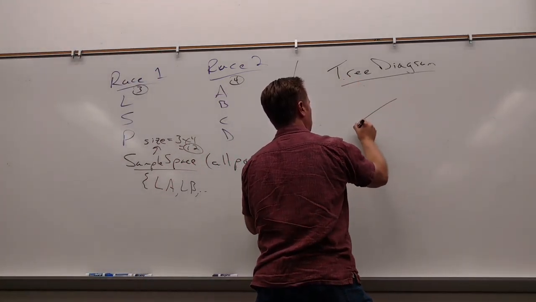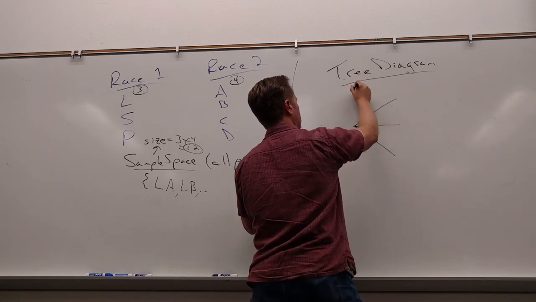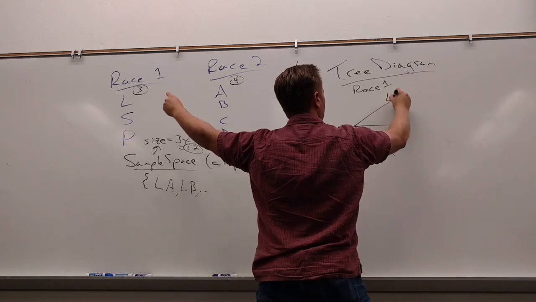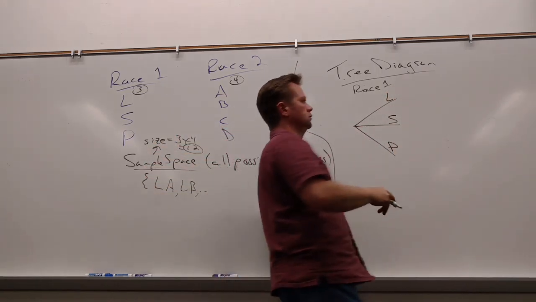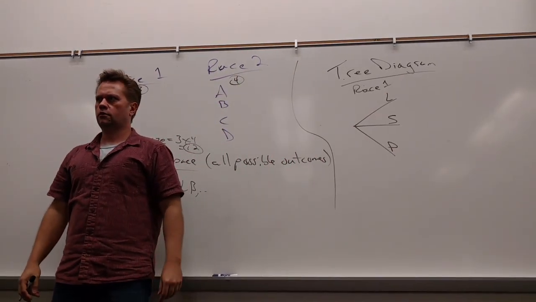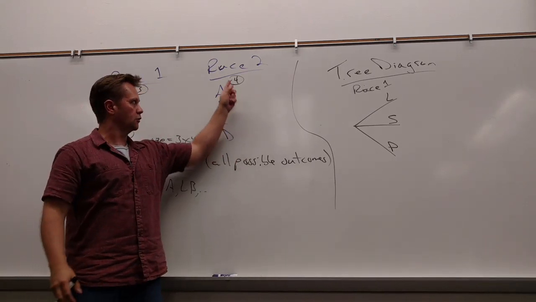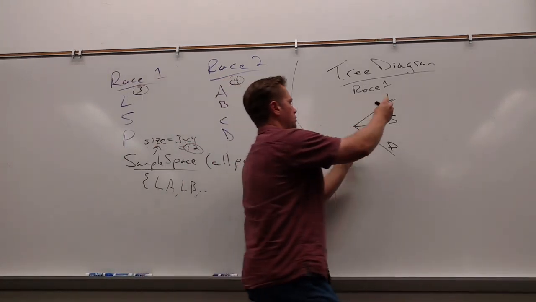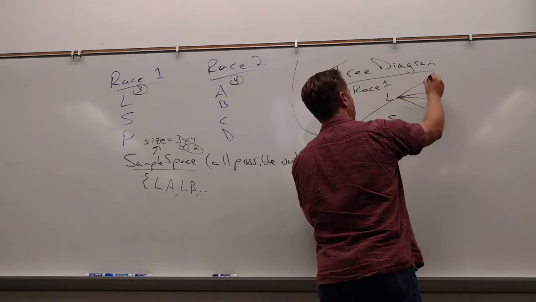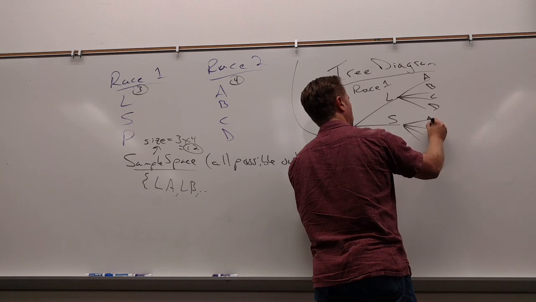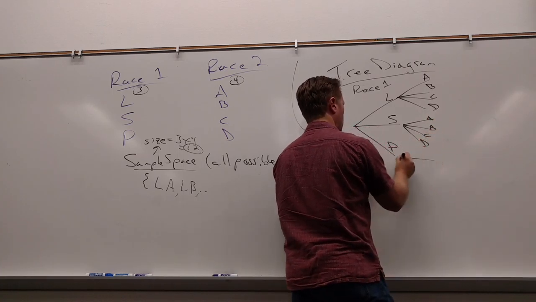The first branching would incorporate the first race. So this is race one. And what could you pick? You could pick L, S, or P. Off of each of those branches, you could then pick any of the horses for the second race. So off of this branch, there would be A, B, C, D. A, B, C, D. A, B, C, D.